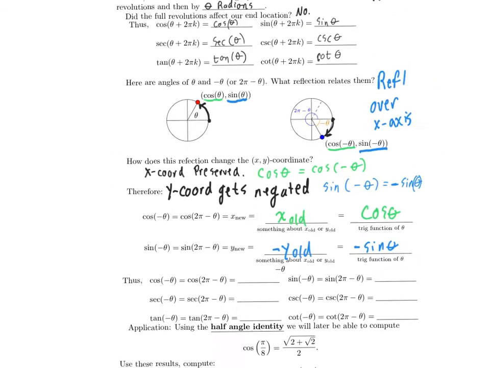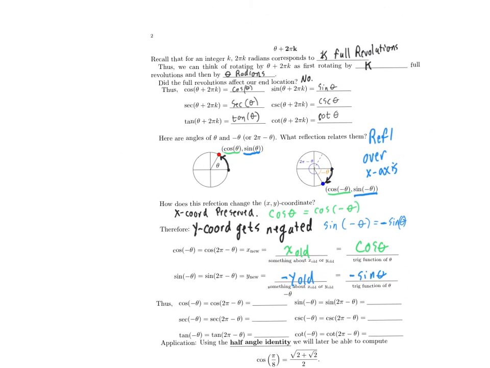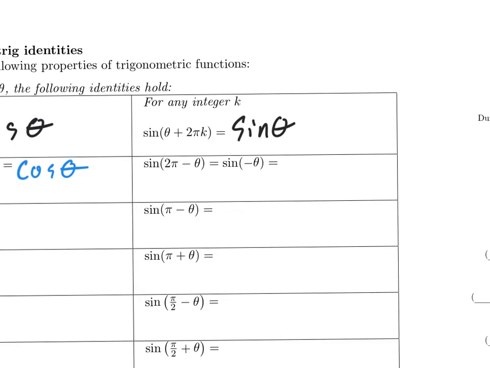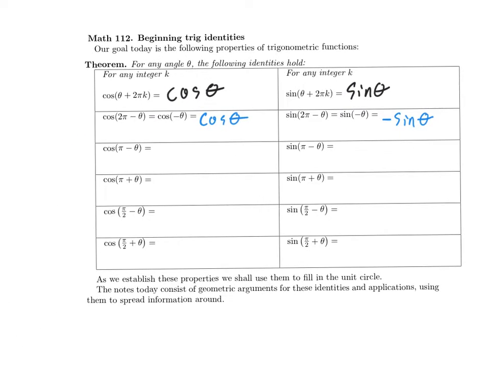So, filling in lines on that cover page, cosine of negative theta is the same thing as the cosine of theta. The sine of negative theta is the same thing as negative the sine of theta. And those are some facts worth remembering.